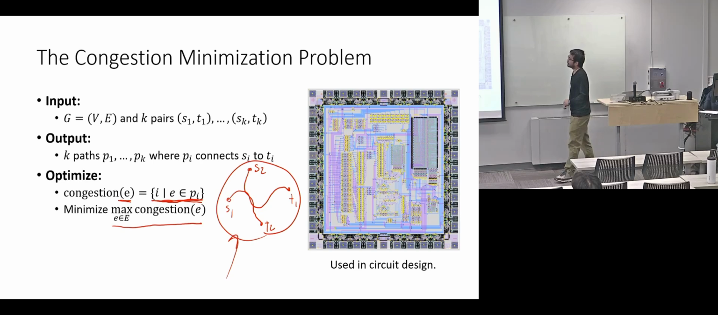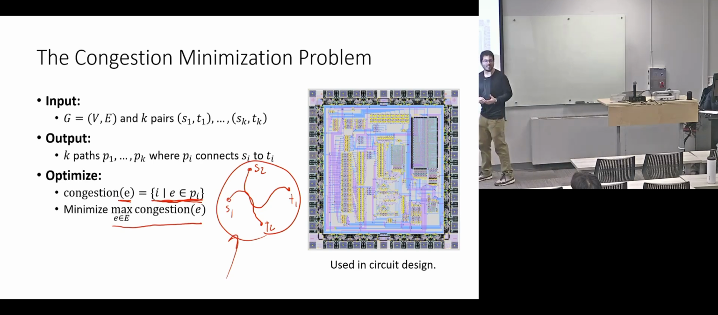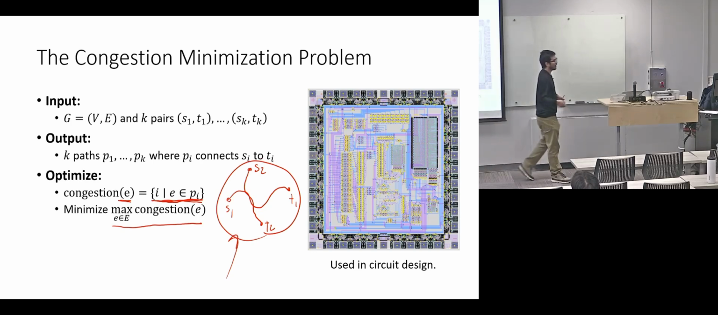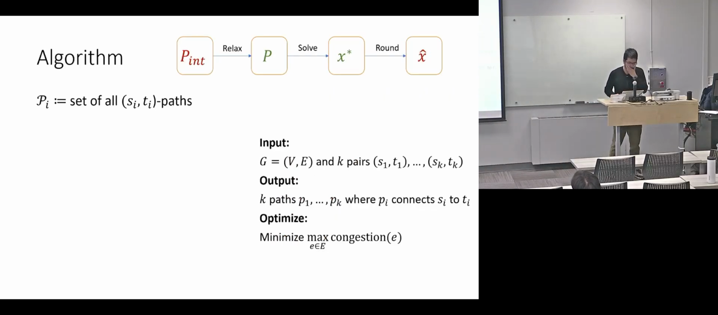By the way, you can think of this as some kind of flow problem too. You have a source and a sink. You want to send one unit of flow from the first source to the first sink, another unit of flow from another source to its sink, and the total flow value on any edge should be small. Okay, so now it's harder to come up with the IP, but let's try.